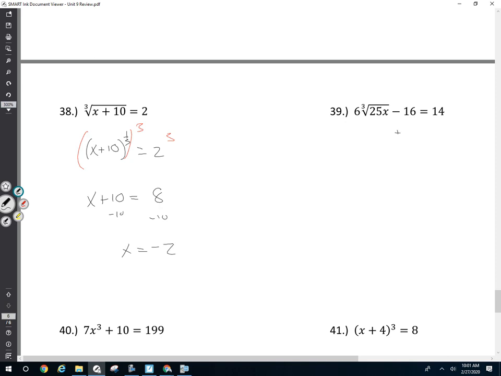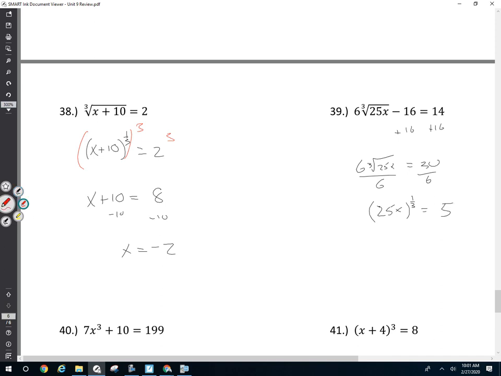Isolate the cube. Let's add 16 to both sides. Right? We're going to add first, then divide, just like I would when solving an equation. Reverse order of operations. I got 30. And divide by 6 now. I got 25 to the 1/3. I can't get rid of this 25. It's in this power. Got to get rid of the power first.